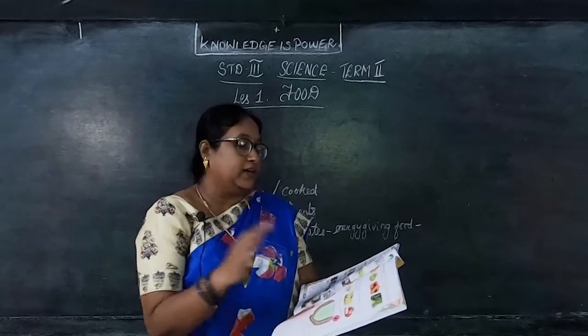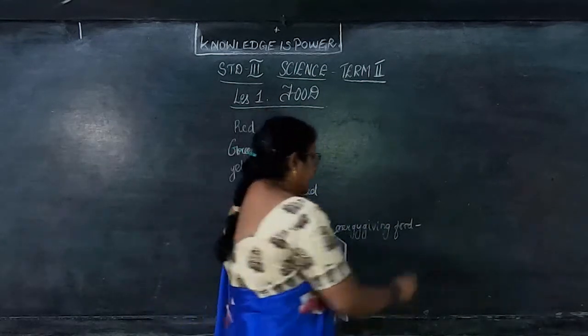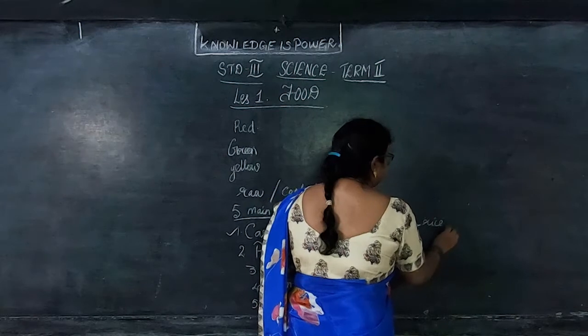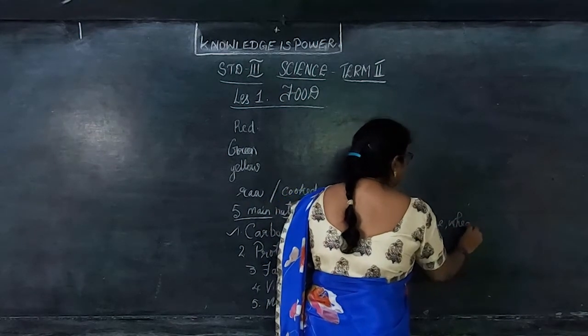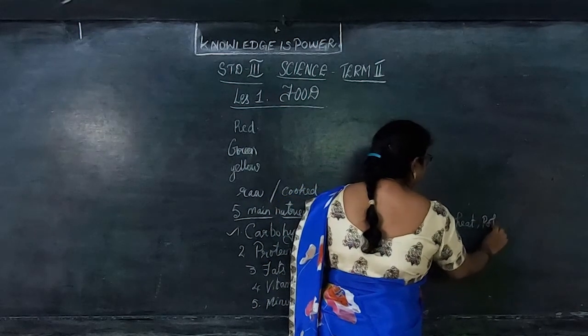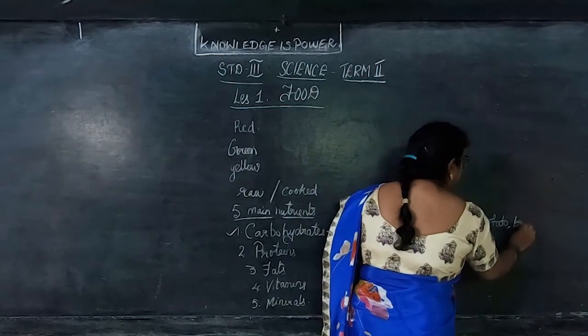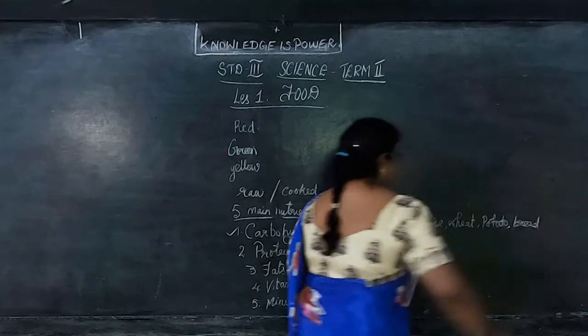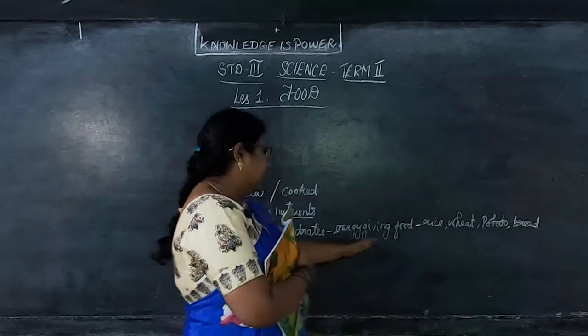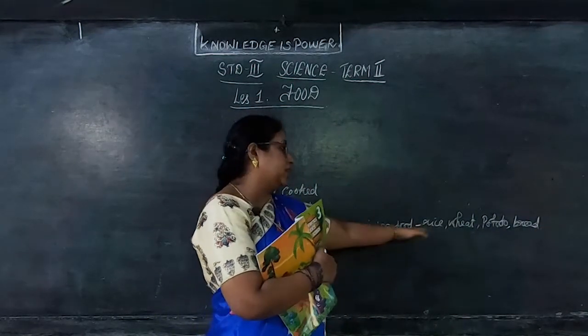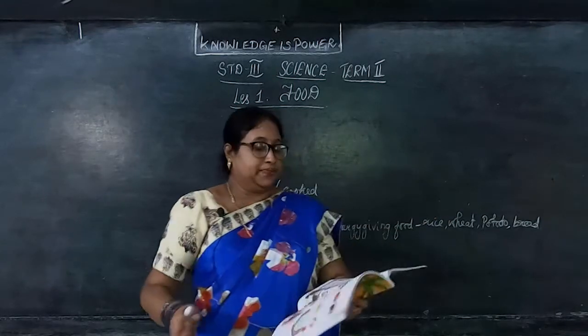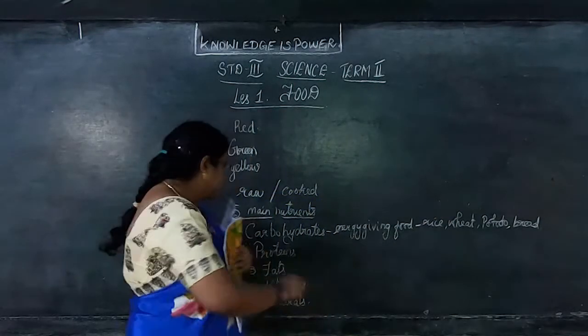So these are rich in carbohydrates: rice, wheat, potato, and what else, children? Sugar cubes and bread. Okay, all these are there. So carbohydrates are energy giving food, and which are the energy giving foods? Rice, wheat, potato, etc. Then next we'll go to the proteins.